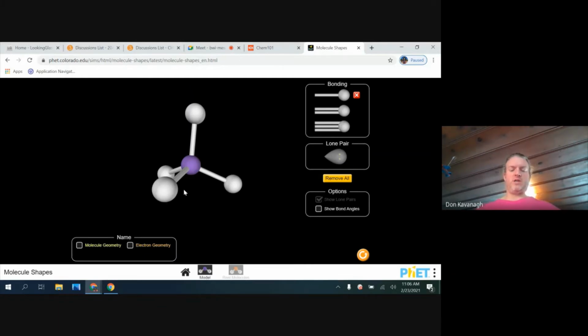So this carbon atom is surrounded by four things. If anything is surrounded by four things, 1, 2, 3, 4, it's going to have an electron geometry of tetrahedral because it's surrounded by four things. Now each of those four things happen to be bonds, and there are 0 lone pairs, so we're going to have a molecular geometry also of tetrahedral.